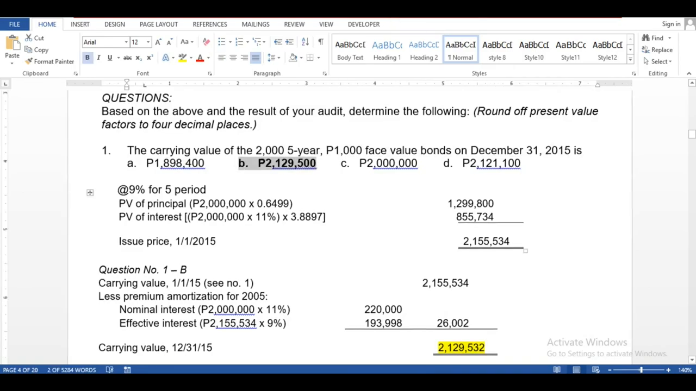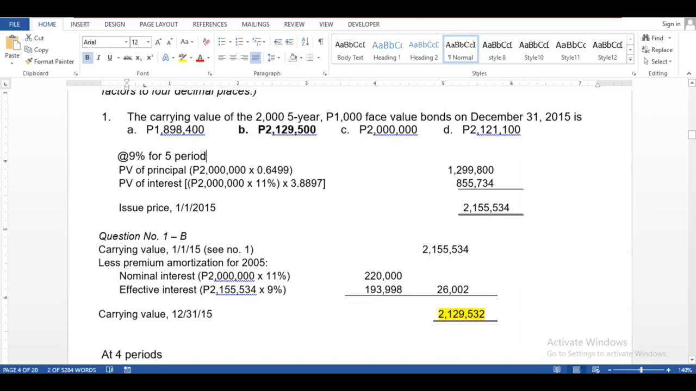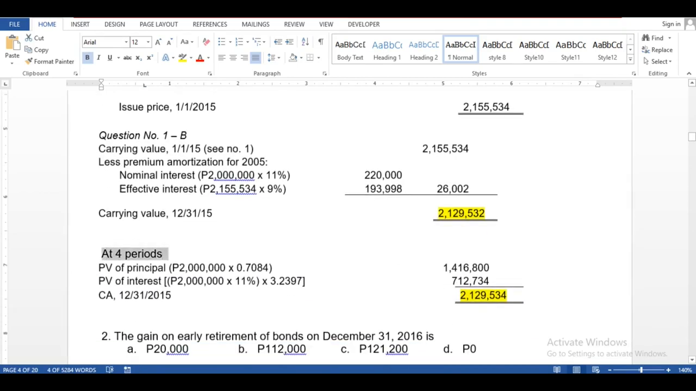Okay. So you can actually use class notes. Aside from this one, since it is medyo high, you can actually use 9% at 4 periods.